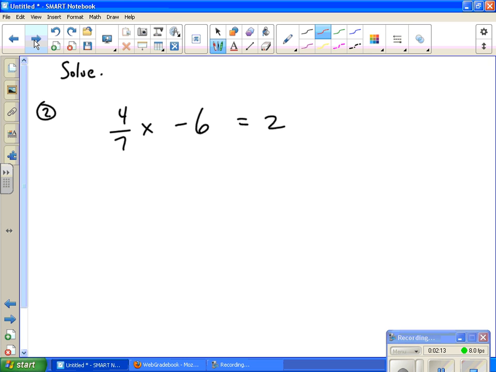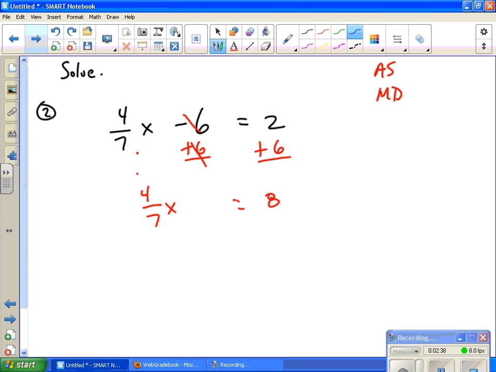Number 2, we're solving 4 over 7, x minus 6 equals 2. Anytime you're undoing problems, you want to do addition and subtraction before multiplication and division. So undo, subtract 6 by adding 6. You subtract 6 on the left, you need to do the same thing on the right. We're left with over here 4 over 7x. These will cancel each other out, equals 8. So 4 over 7 times x.